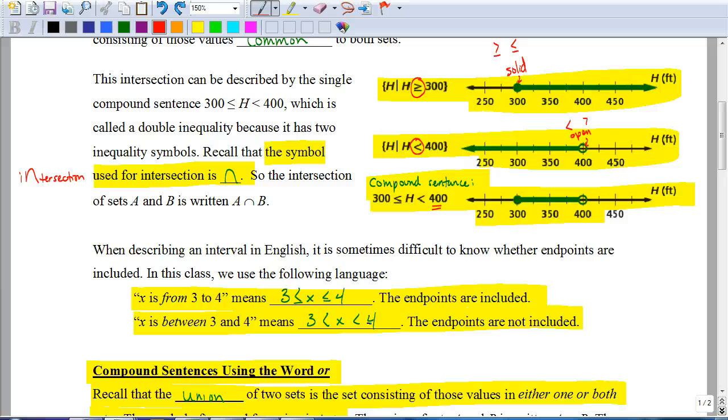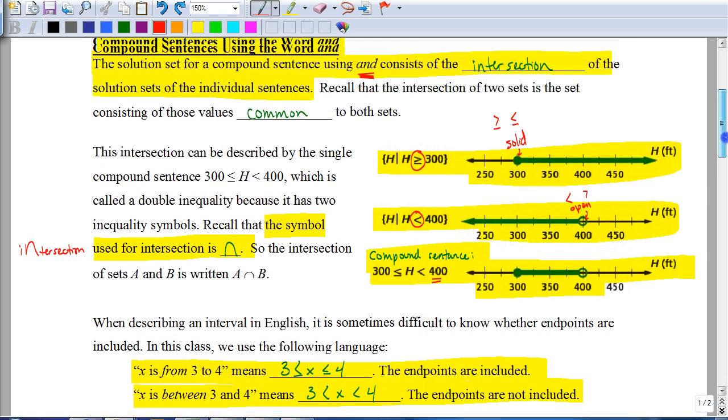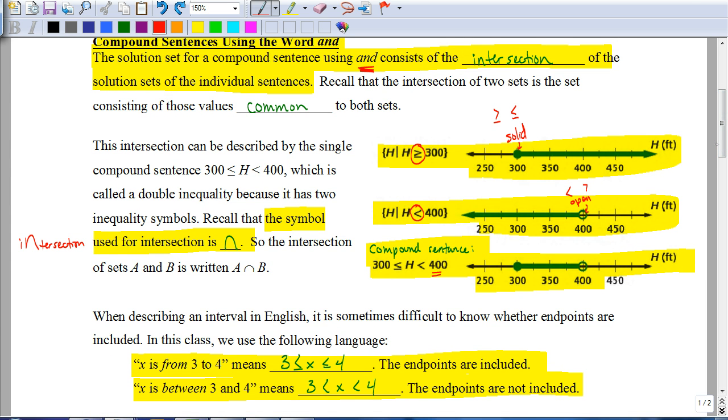Now, an easy way to distinguish between the two, if you think about it, if you sat between your friends in a movie theater, you're not going to be sitting on their laps, you're going to be sitting in between them. So between means the same thing. You're not going to be including the two chairs either on the left or to the right of you, but you're going to be including the chair that you're sitting in between your two friends. So between means the endpoints are not included. From means they are.